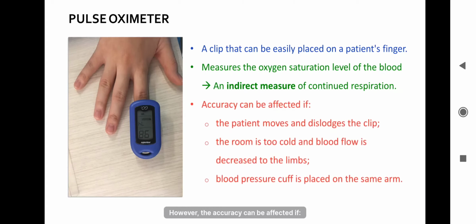However, the accuracy can be affected if the patient moves and dislodges the clip, if the room is too cold and blood flow is decreased to the limbs, or even if a blood pressure cuff is placed on the same arm. Additionally, since it is an indirect measure, the response to apnea is delayed due to the sigmoidal characteristics of the hemoglobin-oxygen dissociation curve. The saturation level only drops at low oxygen levels and will fall very rapidly, meaning that you will have very little time to react.